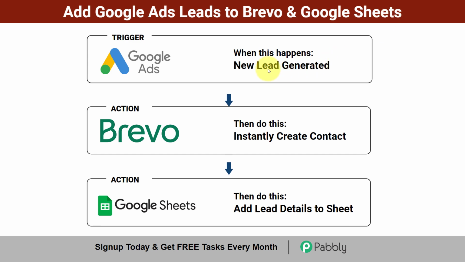Whenever a new lead is generated, the same lead will be instantly created as a contact in Brevo email marketing software, and the same lead will be added to our Google spreadsheet as well. Want to learn how you can also automate this process? Come with me and I will show you everything step by step.